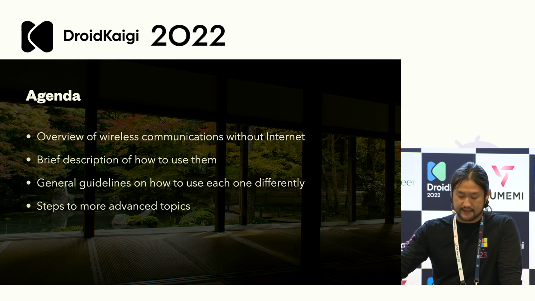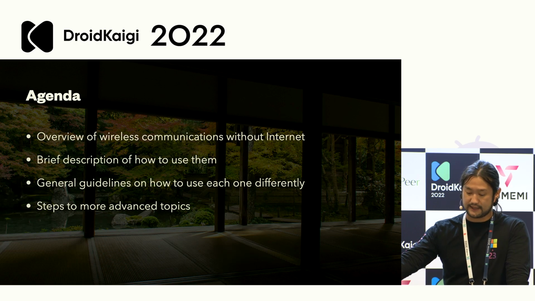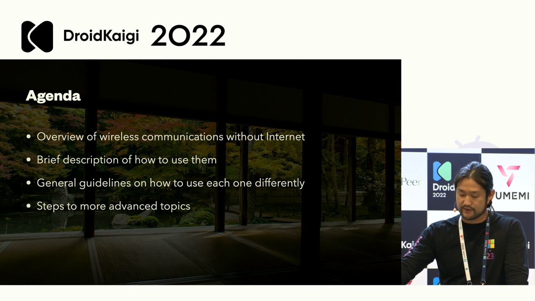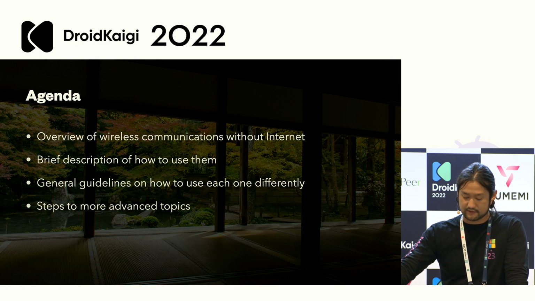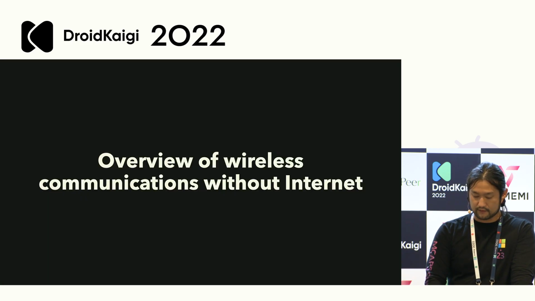Okay, here's the agenda for today. First, I will briefly describe the wireless communications without internet, typically available on Android. I will then show you how to use them in Android by showing you the code. In doing so, I try to include as many of the insights I learned while writing the code as possible. I then give my thoughts on which of these wireless communications would be appropriate to use in what situations. Finally, I will conclude with some interesting related topics that I was not able to dive deep into today. Let's get started. All right.